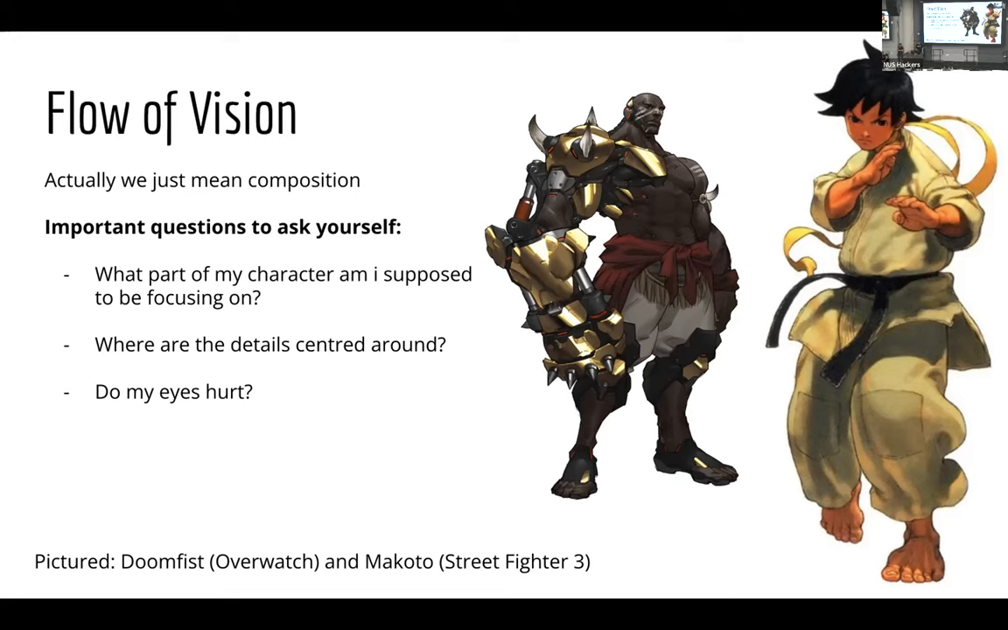Okay, so besides Doomfist, on the right is my wife from Street Fighter 3, Makoto. All right, you might be looking at her and you're like, okay, character design, she's just wearing a gi and a flag belt. Where's the character design in that? And what does it have to do with the flow of vision? All right, what I say is look closer around her neck.